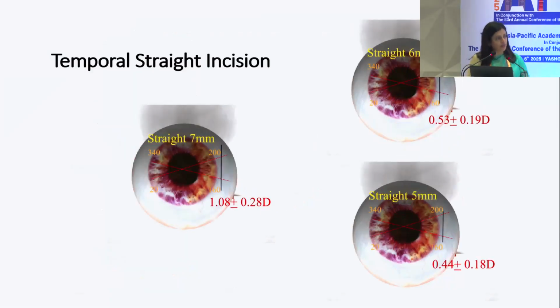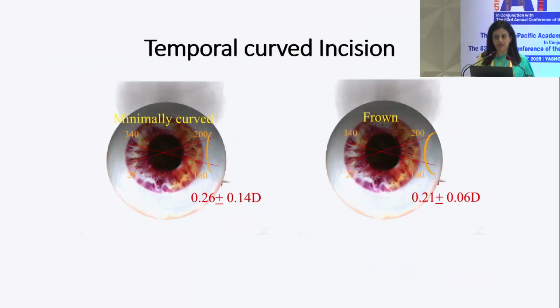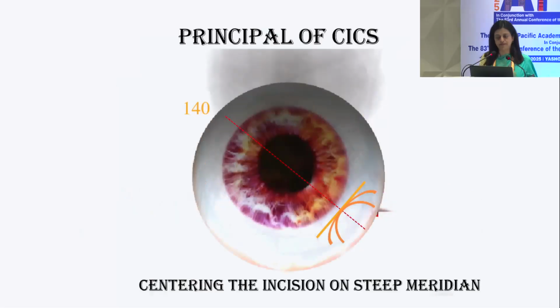As we are aware, temporal incisions are weak in neutralizing or inducing astigmatism. A temporal straight incision of 7 mm induces or neutralizes only 1 diopter of astigmatism. Further reduction in the size of the incision again reduces the magnitude of astigmatism, and temporal curved incisions do not induce any surgically induced astigmatism.